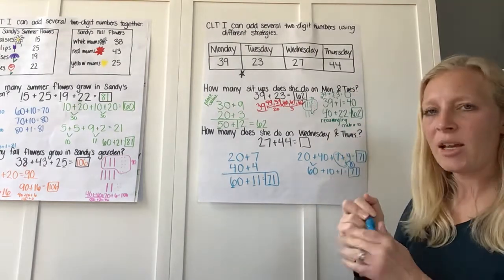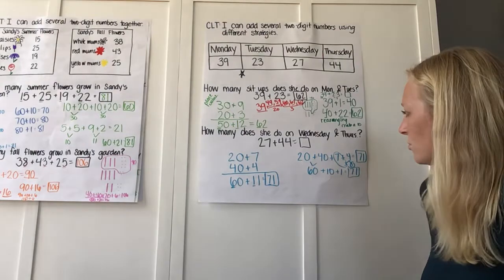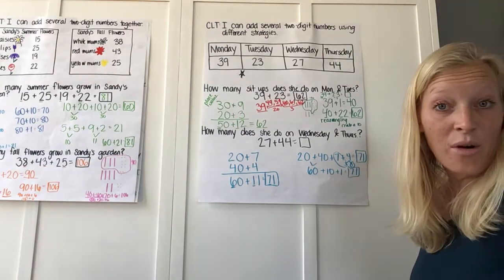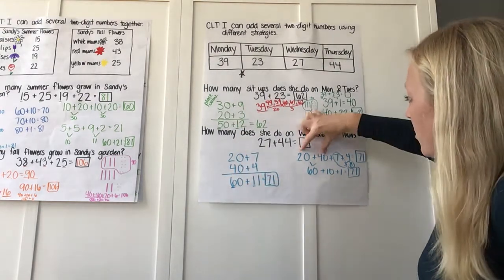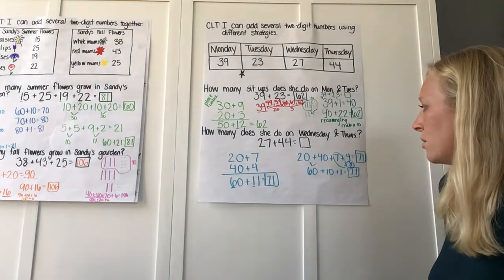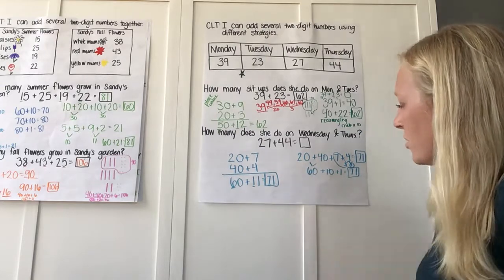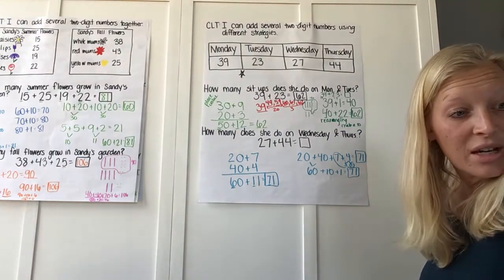All right, friends, take a minute and look at these two pieces of work. What do you notice about them? They are both using place value, aren't they? Yep. They're breaking up those tens and those ones, tens and ones. What else do you notice? They're both adding their tens together first. Okay. They both got 71 as their answer.